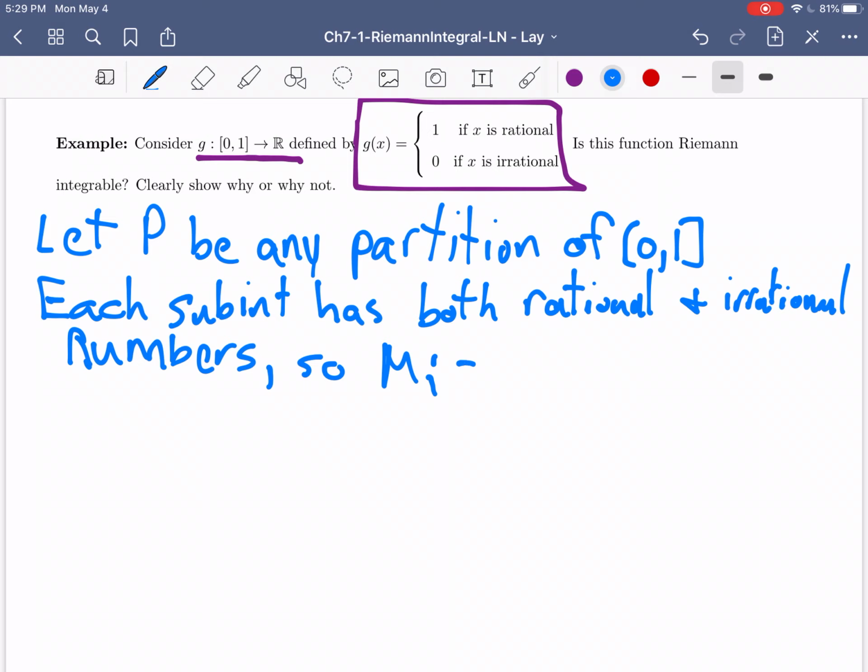the largest function value on the ith subinterval will always be 1, and the smallest function value on the ith subinterval will be 0. No matter what interval you have, those will be our largest and smallest values.